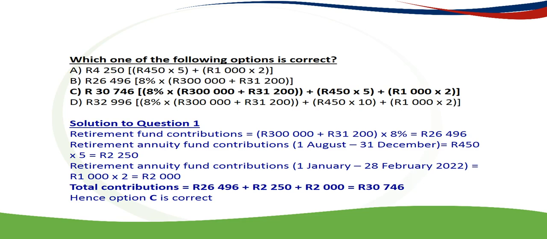Let's calculate the contributions. Her salary was 300,000 plus the bonus of 31,200. You multiply that with 8% and the answer is 26,496. From August to December equals 5 months times 450, that's 2,250. And then for January and February, for the 2 months, she contributed 1,000 Rand a month. You add those three amounts, the total is 30,746. Therefore, option number C would be the correct option.